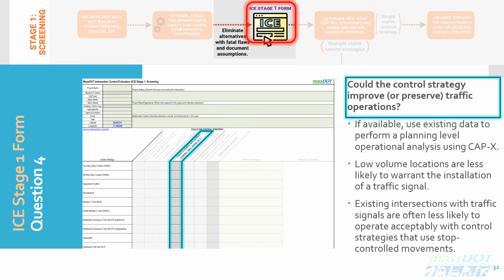Locations with low traffic activity are less likely to warrant the installation of or benefit from a traffic signal. Existing intersections with warranted traffic signals are often less likely to operate acceptably with control strategies that use stop-controlled movements.